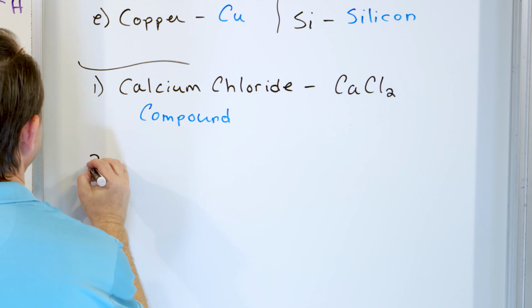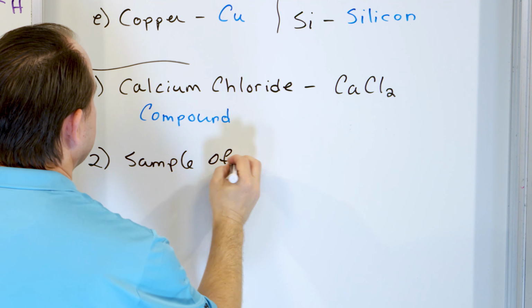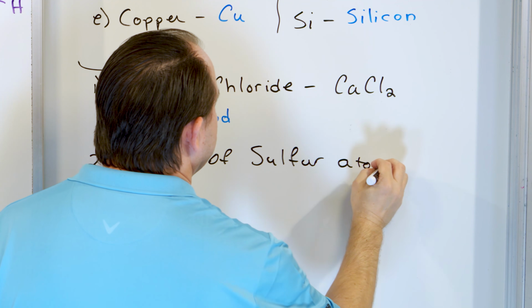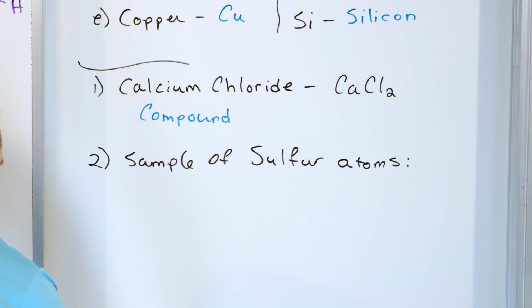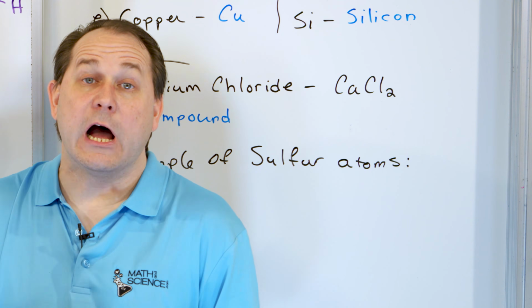All right, problem number 2. Sample of sulfur atoms. So if I order from a chemical supply house a bunch of sulfur atoms, is that a compound or an element?